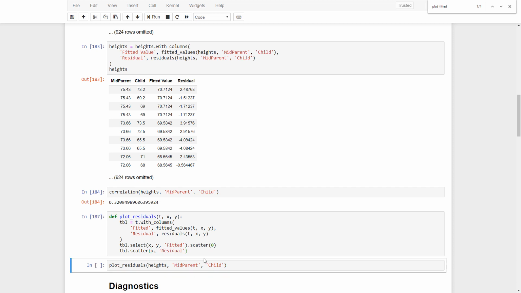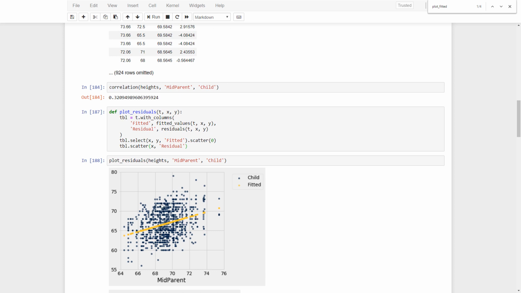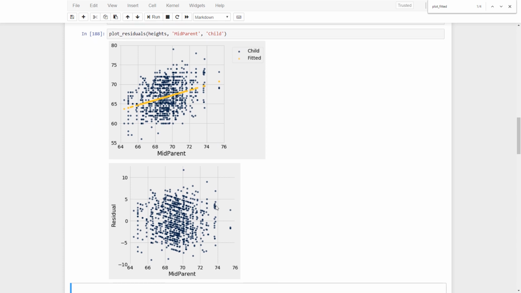Now let's draw these two plots for the heights dataset. So the first one is the usual one. We see the original dataset, original scatter plot, along with the regression line, which are the fitted values. We will also have another plot here, which is what we call the residual plot. So the residual plot is the scatter plot of the residual values against the x values. So what we see in this plot is the errors.